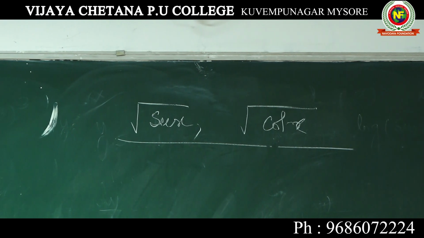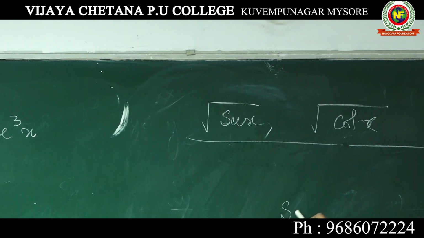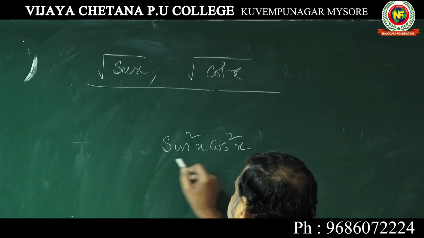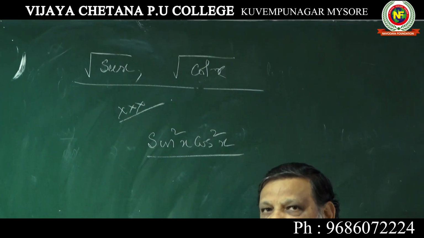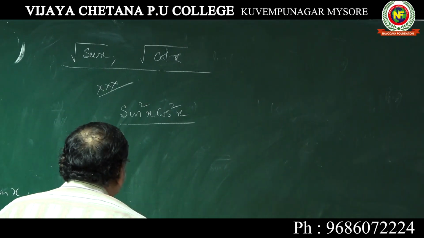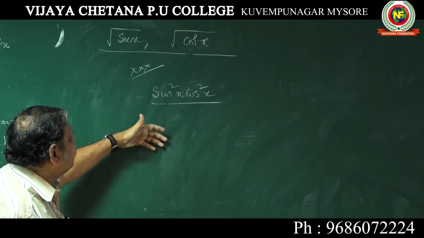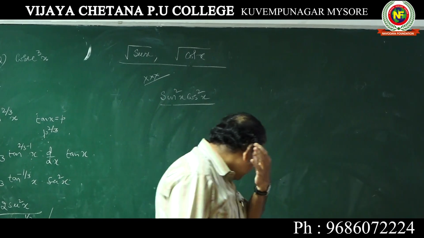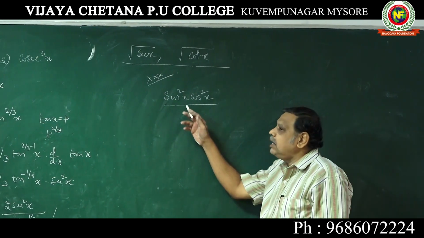Now, suppose a question is asked like this: sin square x cos square x. Important question. Here you have to adopt the product rule because this is one function of x, this is another one. Don't directly do sin x into cos x, or cos x into d by dx of cos x and so on. It is wrong.